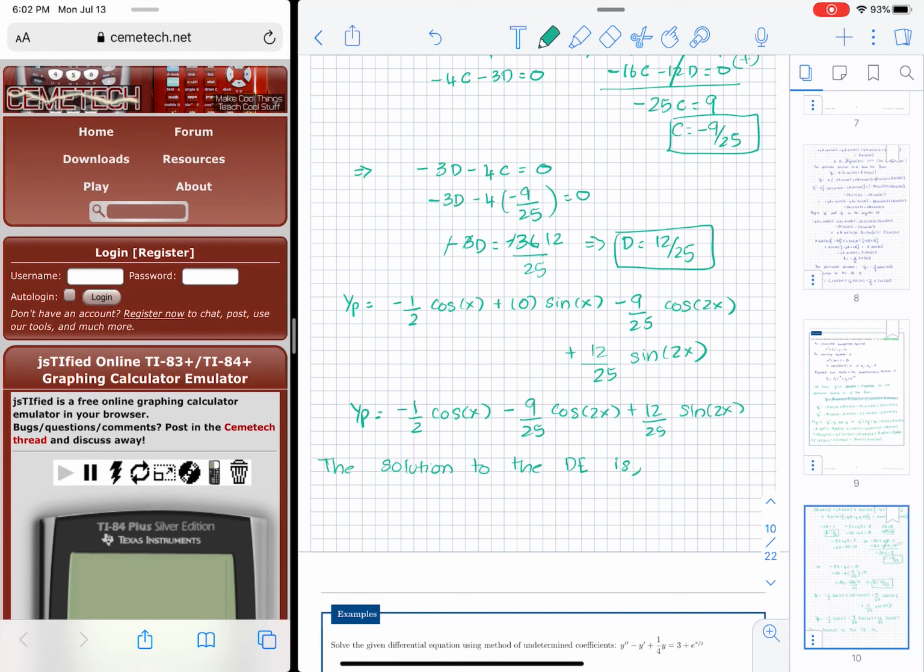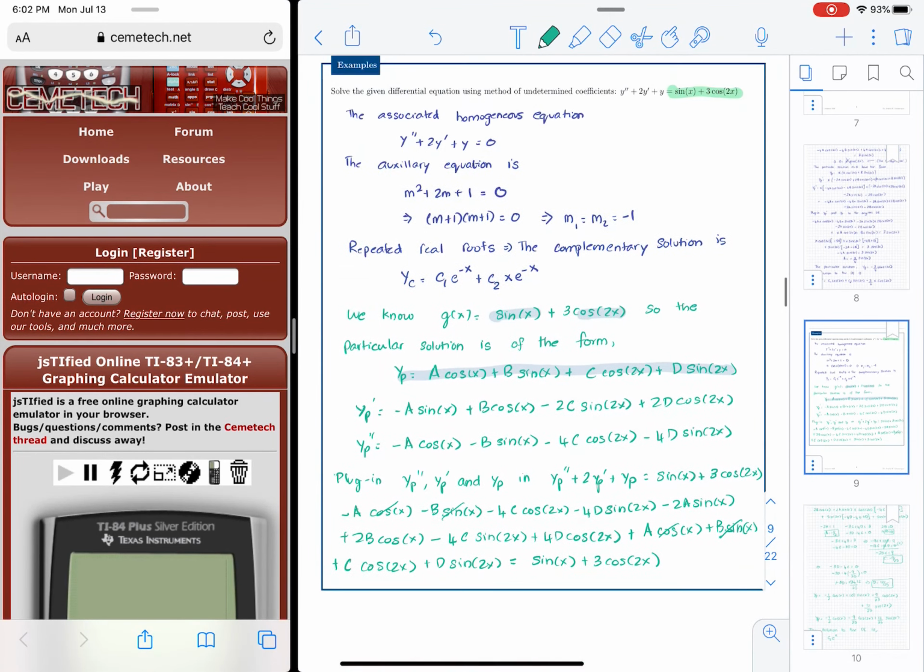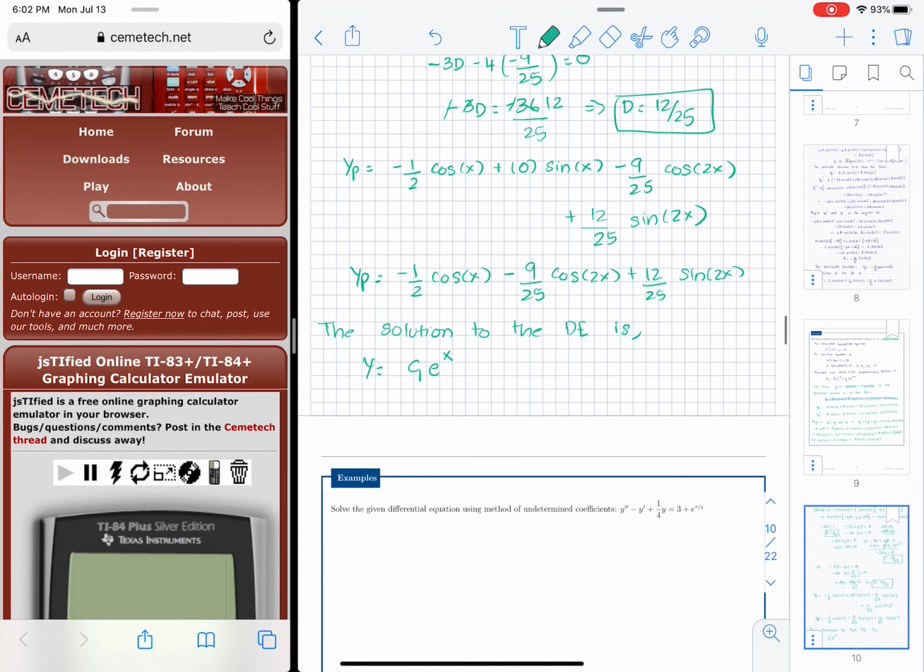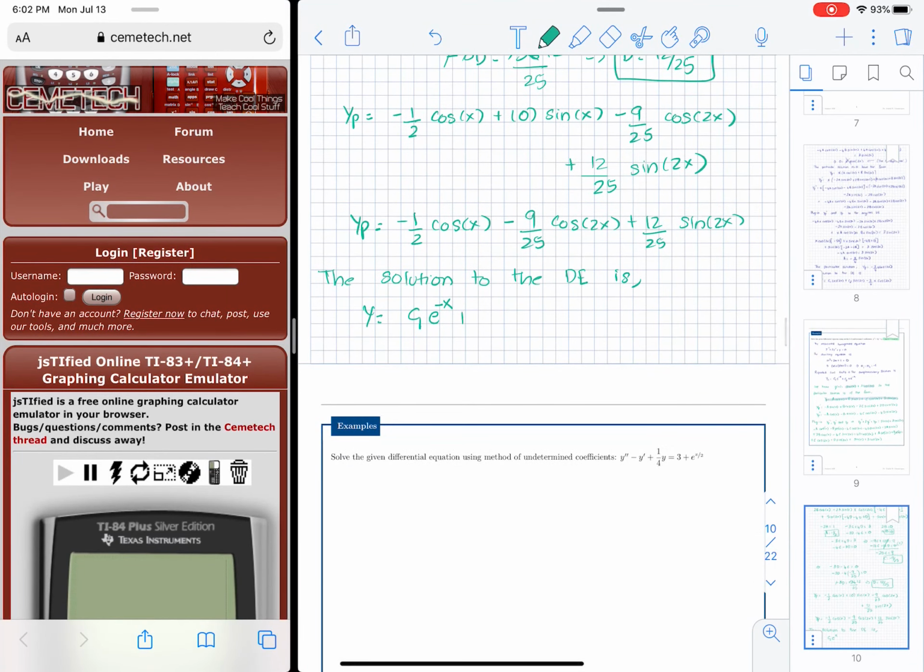Therefore, the final solution to the DE is y equals c1 e raised x, or I believe it's minus x. Yes, it's minus x, plus c2 x e raised minus x, that is yc, plus whatever we found as the particular solution, minus 1/2 cosine x, minus 9 over 25 cosine 2x, plus 12 over 25 sine 2x.